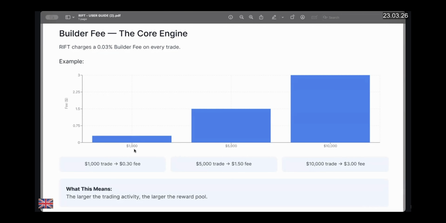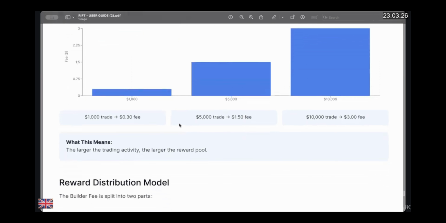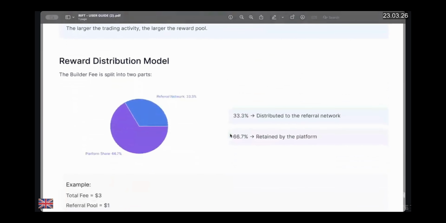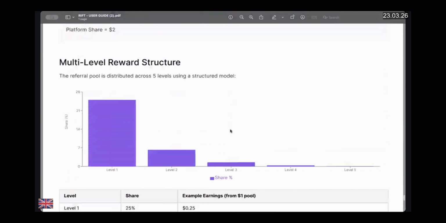You see how much trading volume there is, how much builder fee is generated, and out of the builder fee, 33% is distributed in the network in 5 levels for the trading volume. So if $10,000 worth of volume is traded in your level 1, that's a $3 fee which will go to your wallet instantly. This is how the fee is distributed.